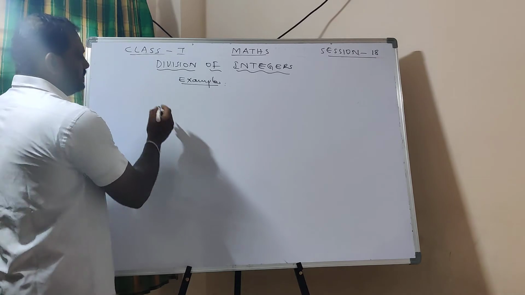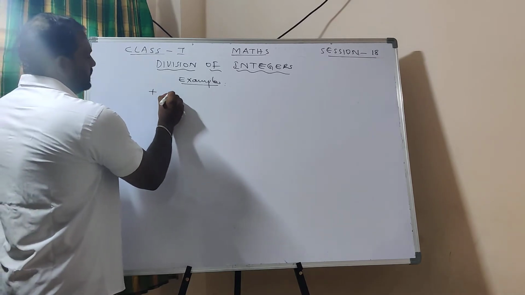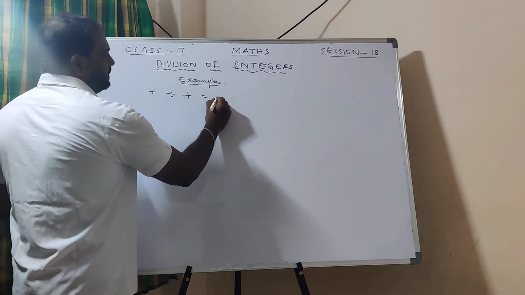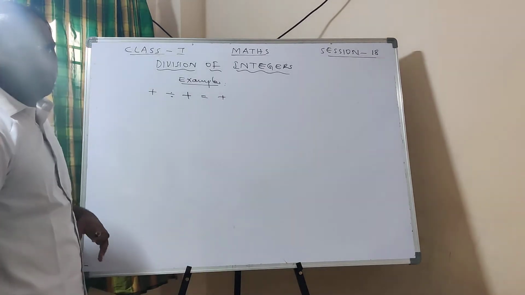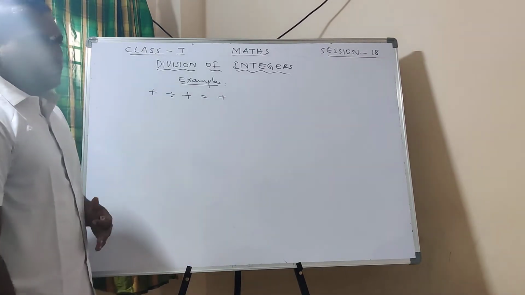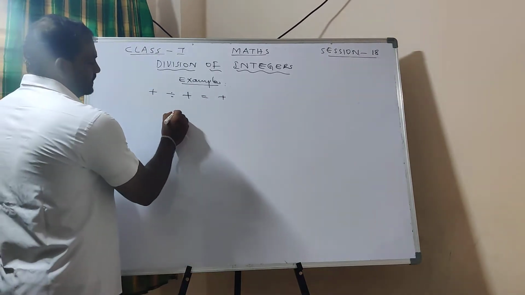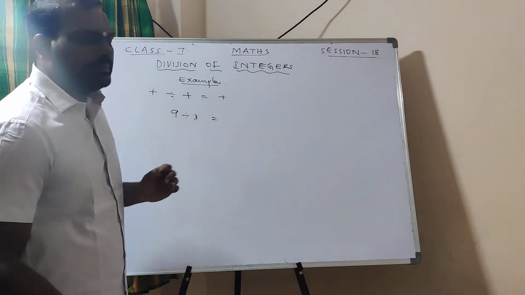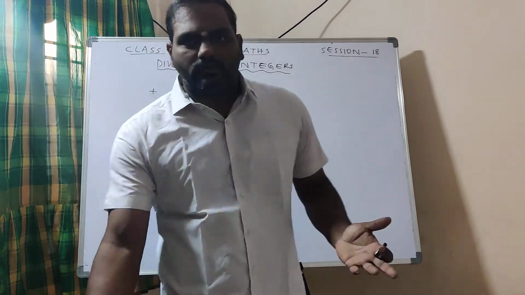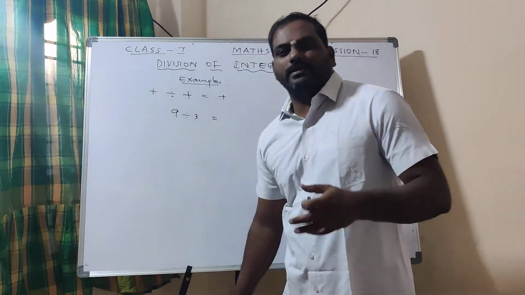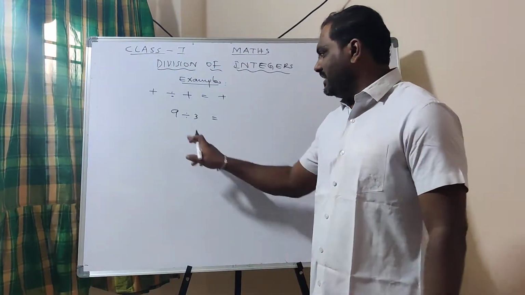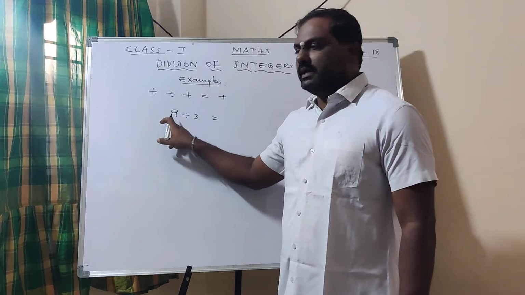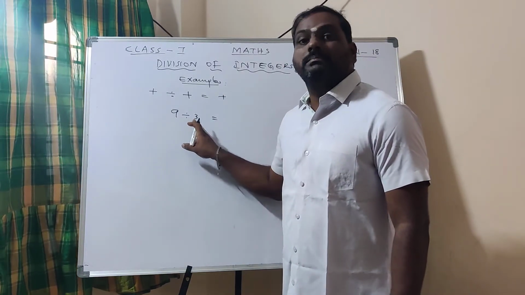The first one: a plus integer divided by a plus integer gives a plus result, or a positive integer. For this, we will check one example: 9 divided by 3. Symbols are not given, but don't worry. If no symbol is given, you have to understand it is plus only. So plus 9 is divided by plus 3.